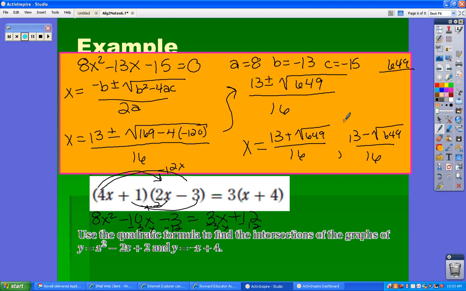I prefer exact answers. If the 649 could have broken down, I really would have rathered that, but I didn't even find anything that goes into 649. That might even be prime. Oh, 59 does, but it's 11 and 59, and those are 2 prime numbers. So that one doesn't break down. Okay, so let's look at one more here.